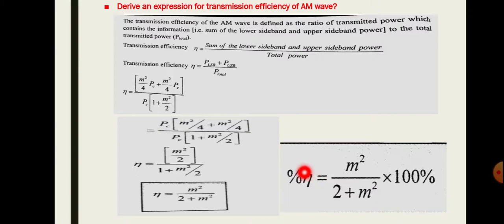So this is the percentage of transmission efficiency, and you should learn these equations by heart, and it will be useful for solving problems. So these are the topics that you should remember. So this is all about the AM wave. Okay, thank you.